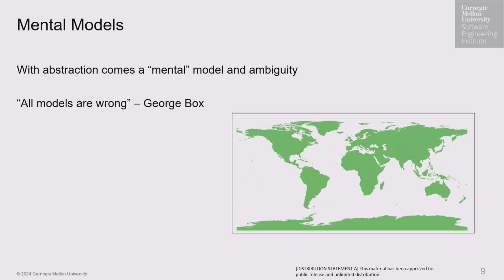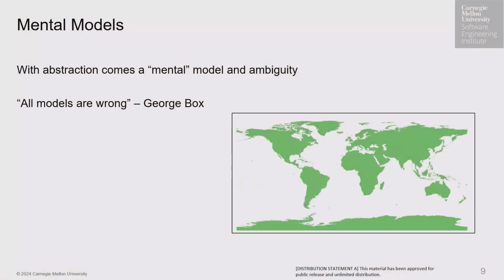But the problem is, with abstraction comes some ambiguity and the idea of a mental model, right? George Box, British statistician, has a famous quote, "All models are wrong." The second part of that is some models are useful. For example, here we have the Mercator projection, right? This is actually a fairly useful model. It helps us display a three-dimensional object on a two-dimensional plane.